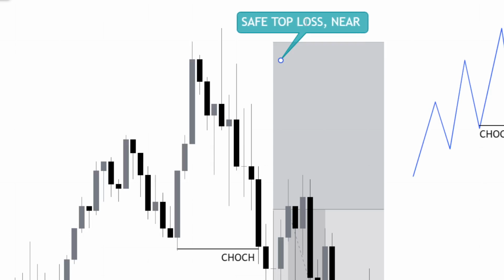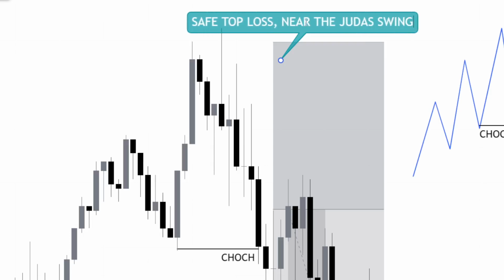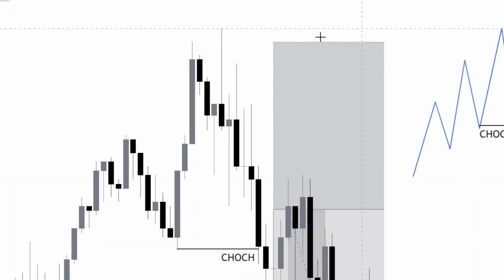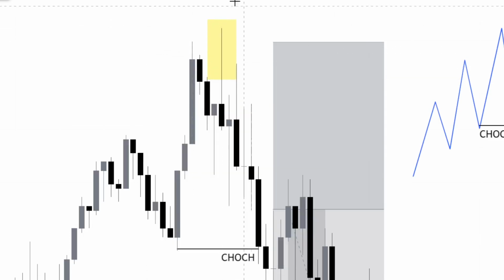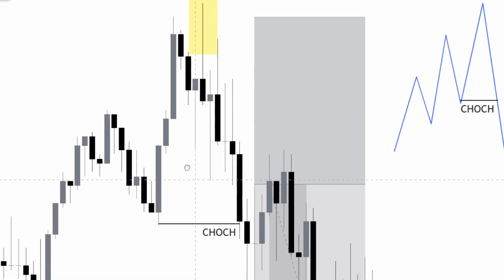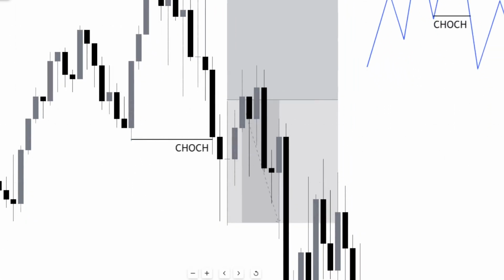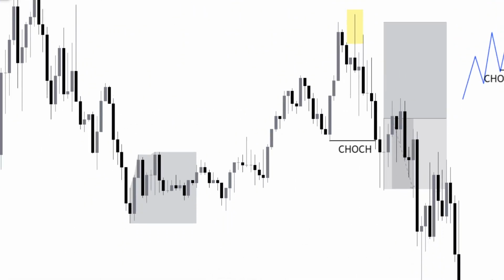Typically, near the Judas swing, right? And the Judas swing is the high of the day, right? So we have the Judas swing that gets printed over here in yellow. If I quickly label that in, the yellow box represents the high of the day of the Judas swing. And after we've had a CHoCH, a change of character, we look to enter short.